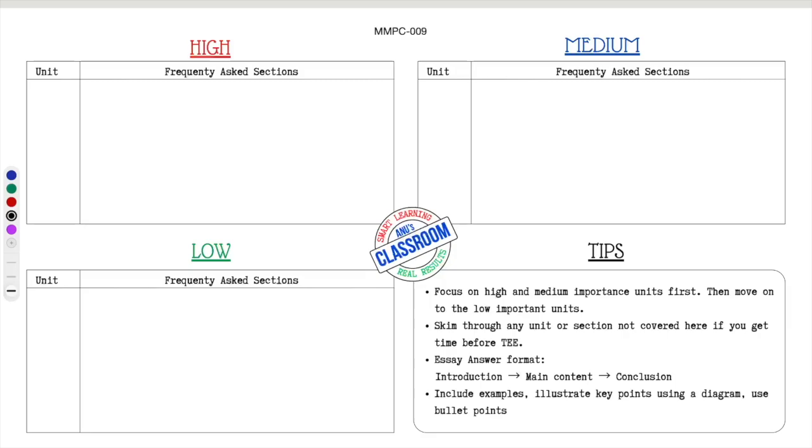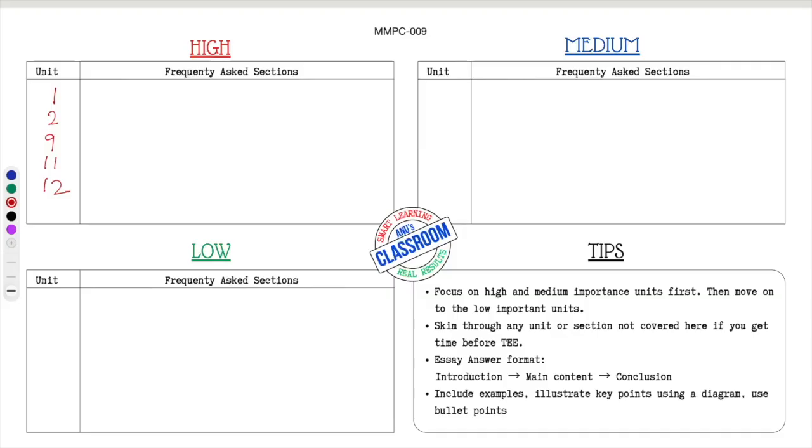We will be starting with the most important units and sections first, followed by the medium and low priority ones. So, coming to the high priority units, which are they? We have unit 1, we have unit 2, 9, 11, 12. Yeah, these are the high priority ones.